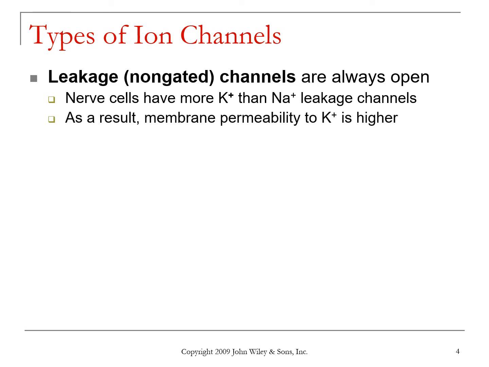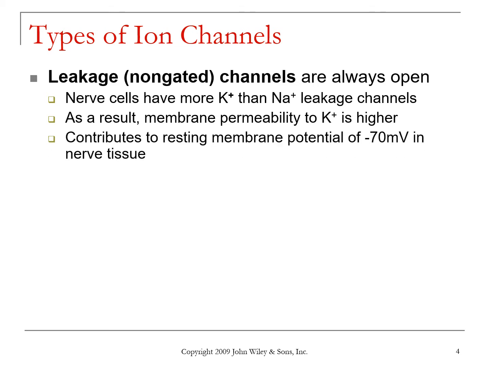So this results in the cell membrane having a greater permeability to potassium, and the cell loses more positive potassium charge than it gains positive sodium charge. This contributes to a negative resting membrane potential of minus 70 millivolts in nerve cells, meaning that on the inner surface of the membrane, the voltage is slightly negative, in part due to the fact that the cell is losing more potassium than it is gaining sodium.